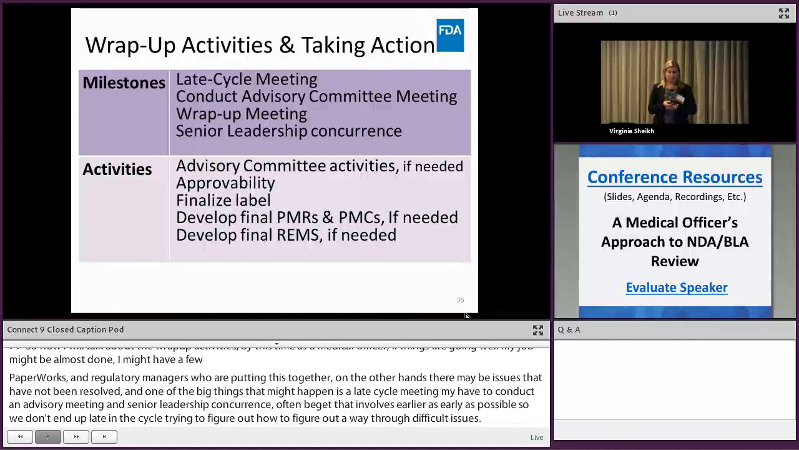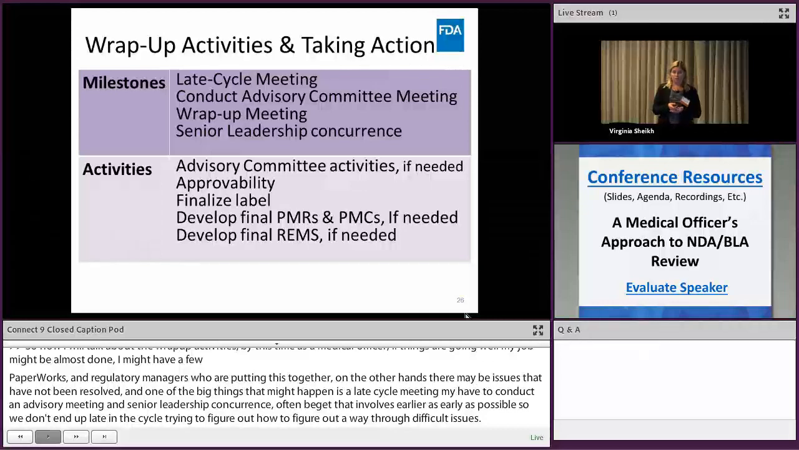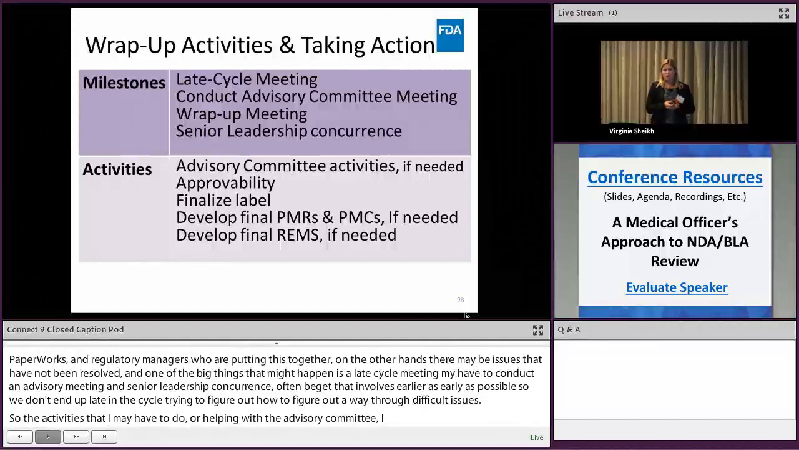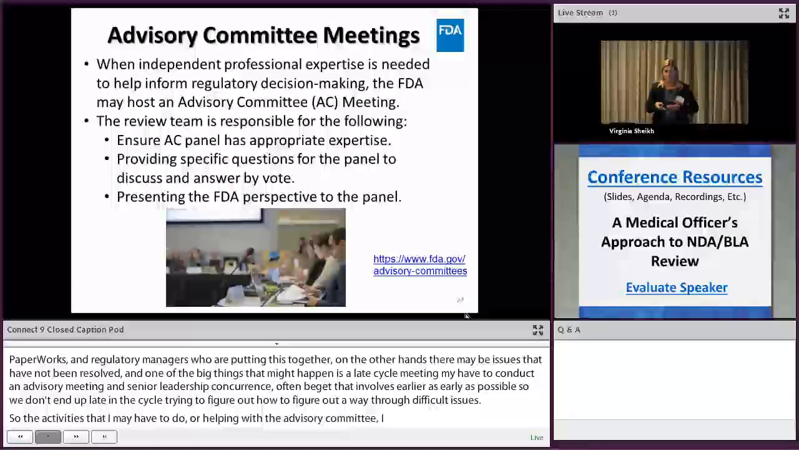So the activities I might have to do would be helping with the advisory committee activities, approvability, which would be paperwork potentially by this point, finalizing the label, developing these final PMRs and PMCs, and this will be negotiated with the sponsor, and developing those final REMS if they're needed.